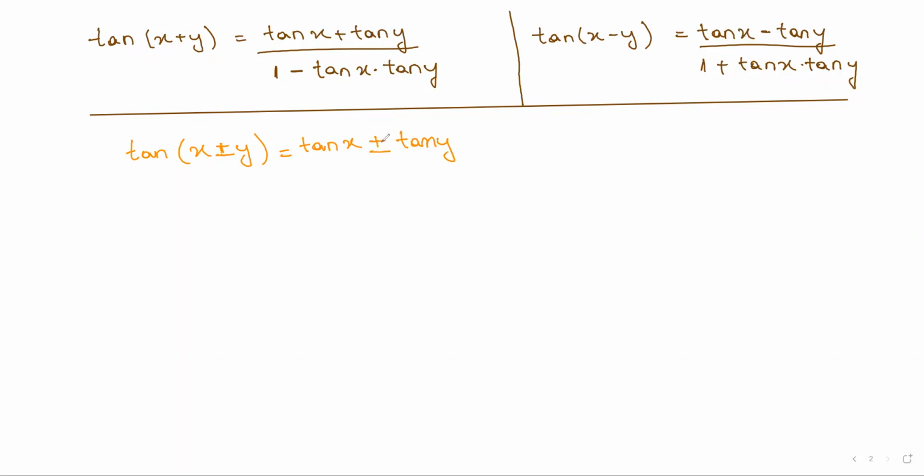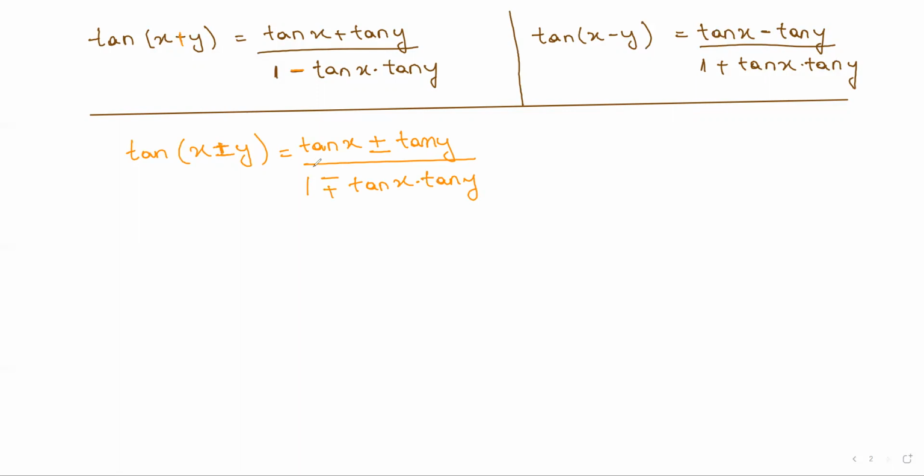This plus sign, the top sign, is related to the top sign on the left hand side. The second sign is minus on both sides. In the denominator, you have 1 minus plus tan x into tan y. How is this? For plus, you have a negative in the denominator.